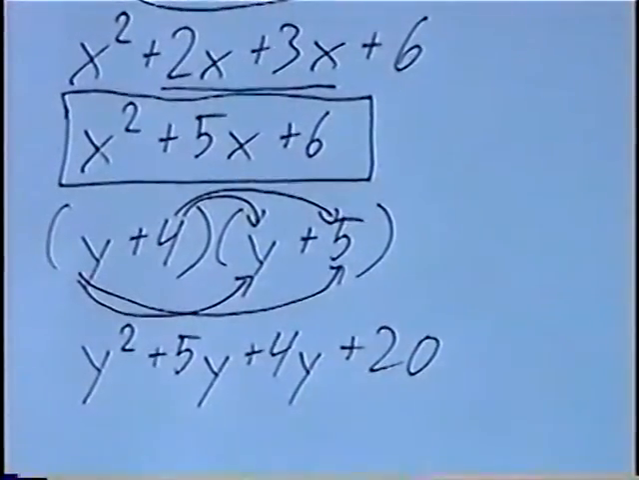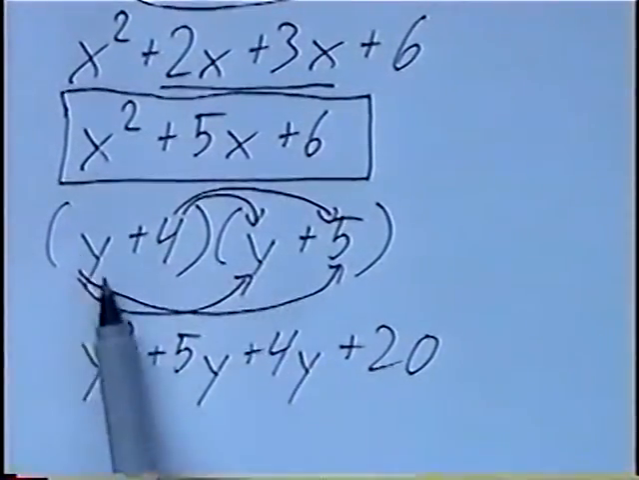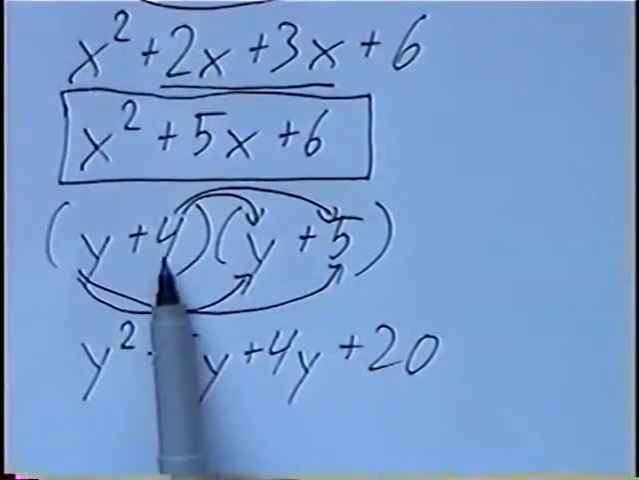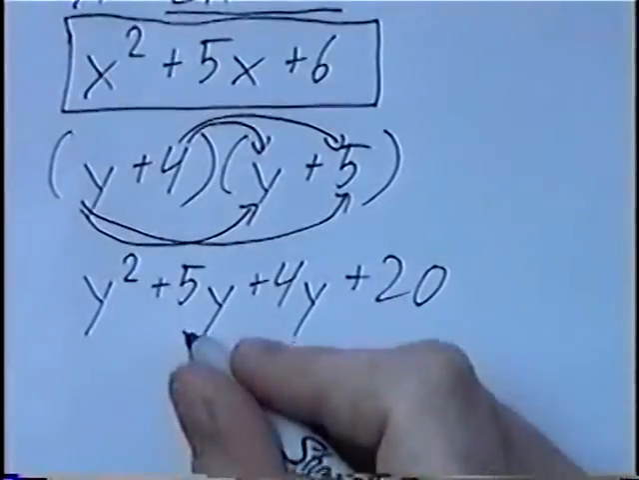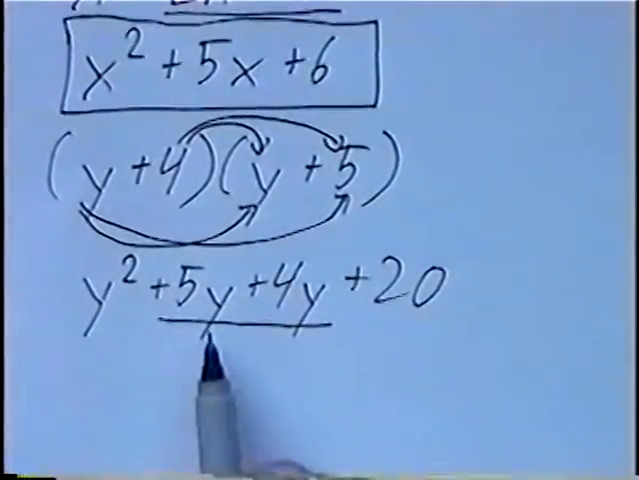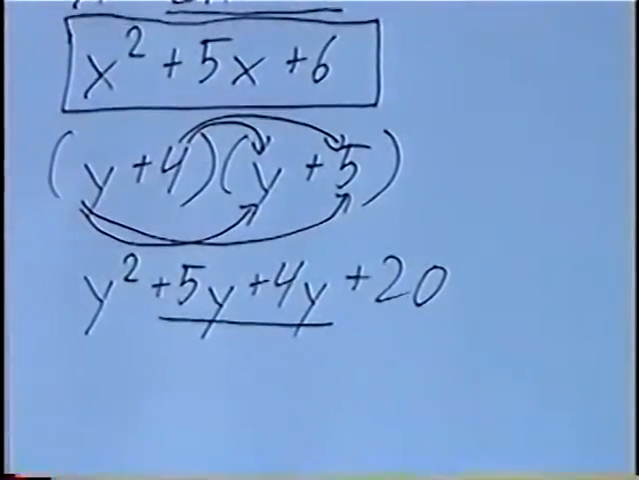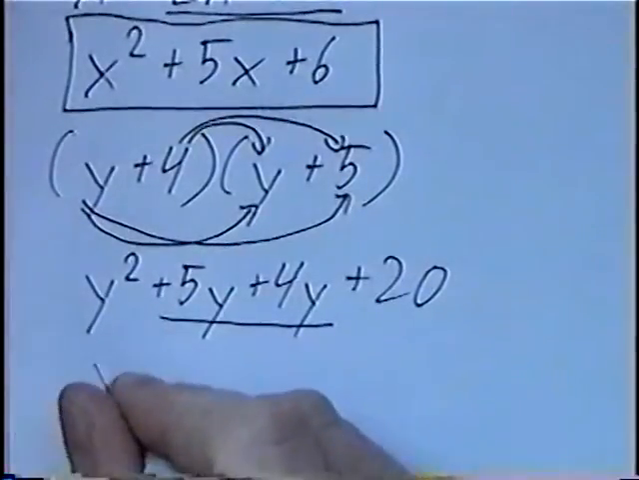And again, using FOIL, we'll take the first term, multiply that twice, and we'll take the second term and multiply that twice. Again, when using FOIL, most of the time you'll be able to combine the middle 2 terms since they have the same variable and same exponent.